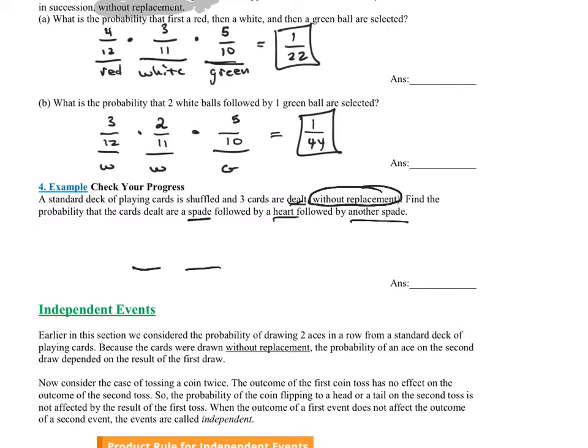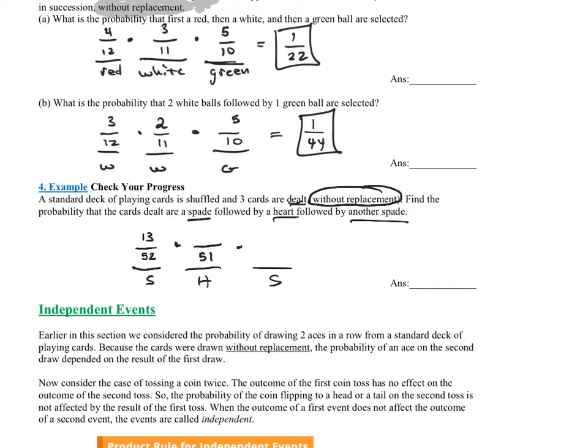So we have 3 cards that we want. We're going to multiply these probabilities. I want a spade, a heart, and then a spade. So let's think about it. I start off by having 52 cards. How many spades do I have? Well, there's 13 cards in each suit, so that'd be 13 over 52. After I've been dealt that card, how many cards are left in the deck? There's only 51 cards left in the deck.